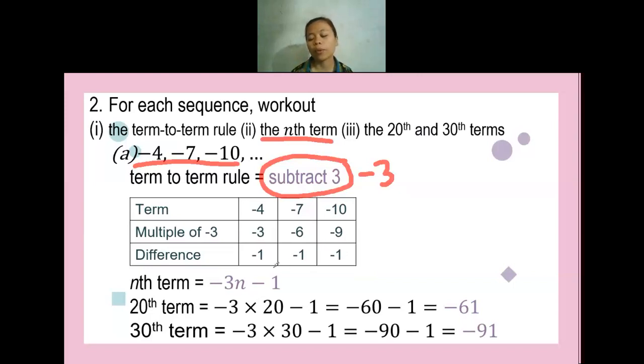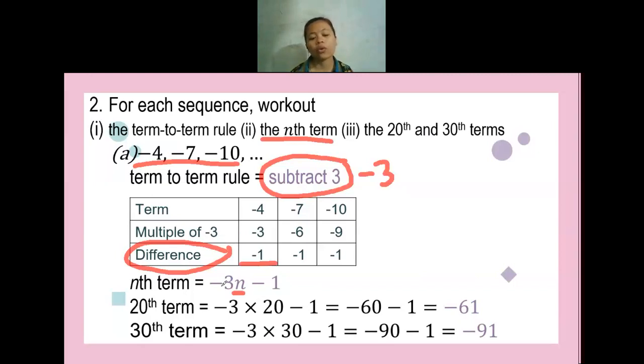So usually we have the position number, we will multiply with the term to term rule. But in here we have the n term. So the letter n we will multiply with the term to term rule. n times negative 3 equals negative 3n. After that, we add the difference. The difference is negative 1. So for the n term, it will be negative 3n minus 1.